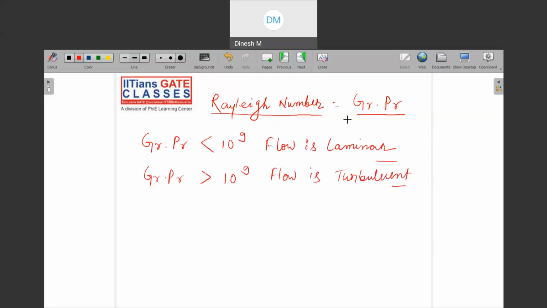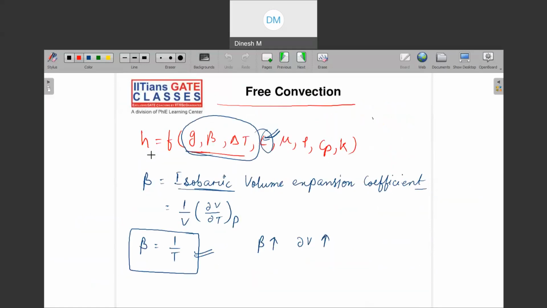So now I know most of the things about free convection. Like, my free convection heat transfer coefficient is a function of what? g, beta, delta T, L, mu, rho, Cp and k. That is, beta from thermodynamics is the isobaric volume expansion coefficient. This is 1 upon V into delta V upon delta T at constant pressure. And for ideal gases, beta is equal to 1 by T. So this is the dependency of h.